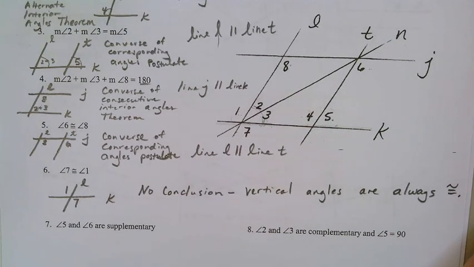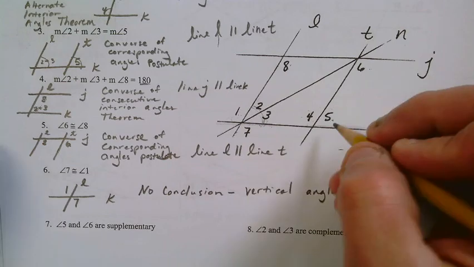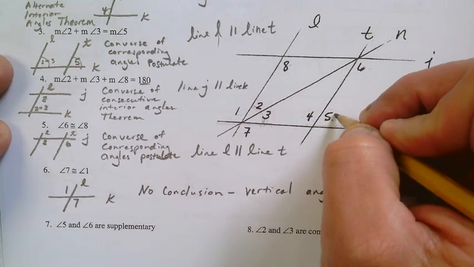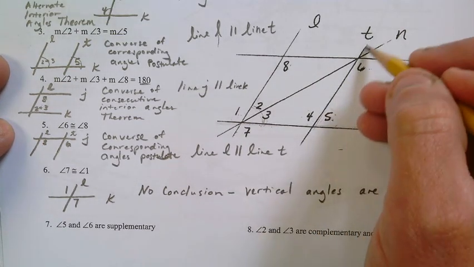All right, to finish this up, angles 5 and 6 are supplementary. 5 and 6. Now again, the line that's shared between those two angles is T.